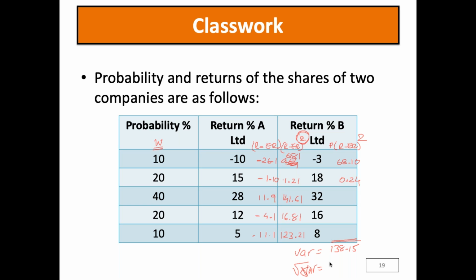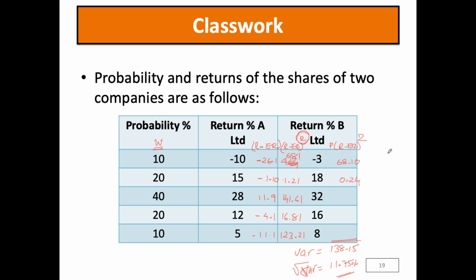Yes, 11.75, correct. This is how I can find out standard deviation and variance with future data. Part B, definitely keep it as homework.